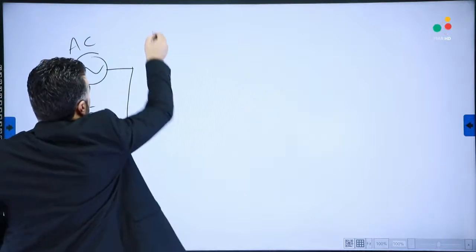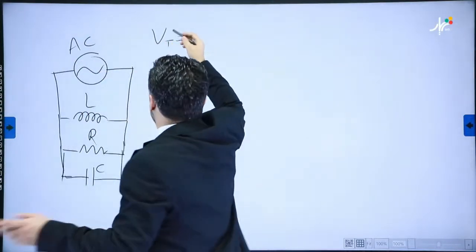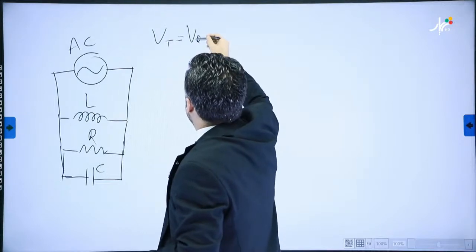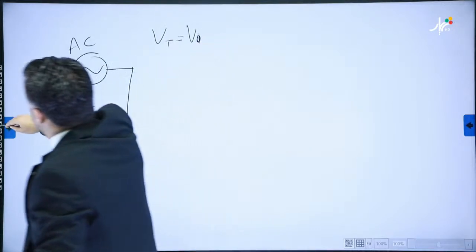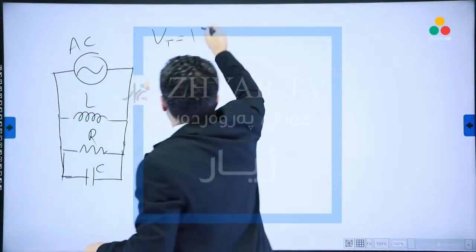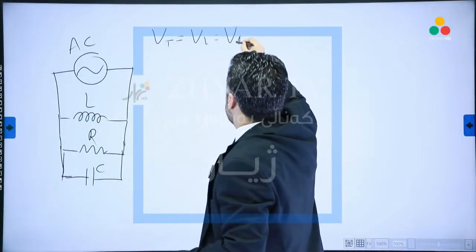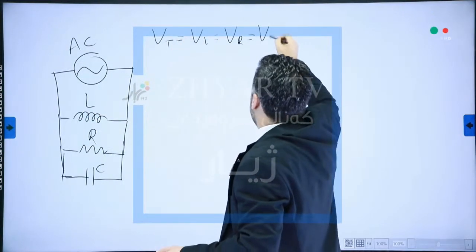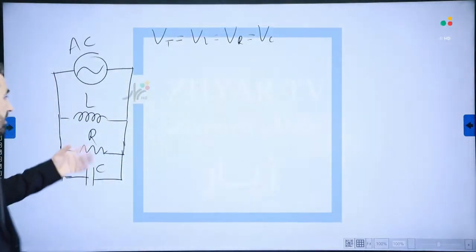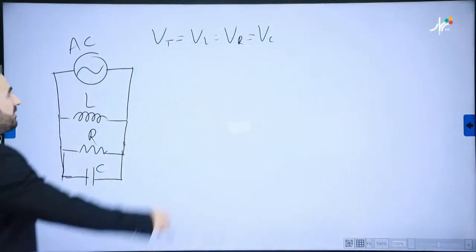Remember, in a parallel circuit, all the voltage is the same, so we can say V total is the same as the voltage across the L. Let's start with the L first. It is the same as the voltage over L, which is the same as the voltage over R, which is the same as the voltage across the capacitance as well. But in terms of the current, it will be different.